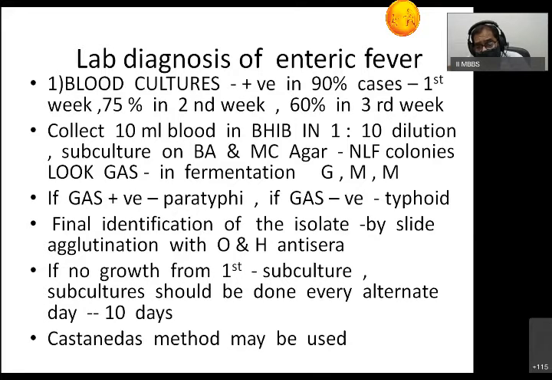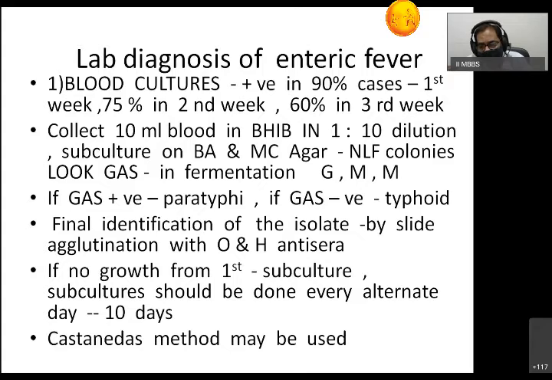Suppose there is no growth from the first subculture, like you have done the cultures on blood agar and MacConkey, then subculture from the BHI blood. Subculture should be done on alternate days for the next 10 days. So this is important. The Castaneda method can be employed for this. What is the Castaneda method? For example, if you take a BHI broth, brain heart infusion blood, sorry, and you are going to do subculture on blood agar and MacConkey agar, correct? So that process is to be repeated, maybe up to 10 days, correct?